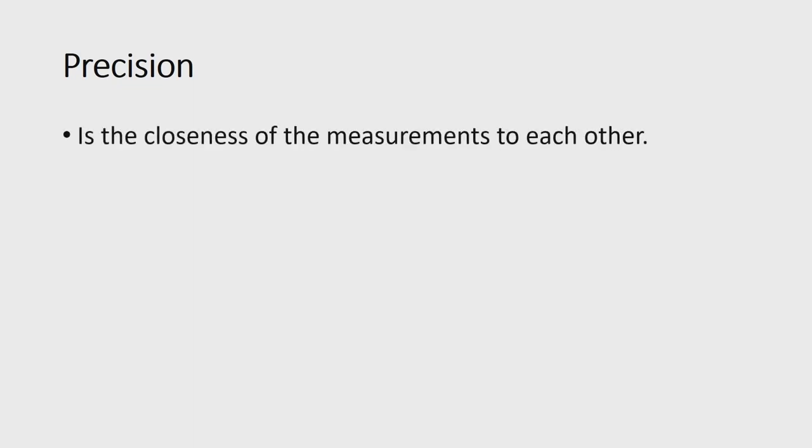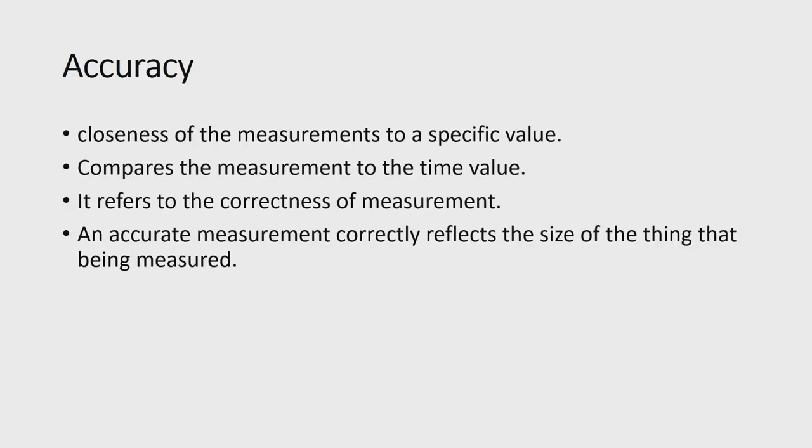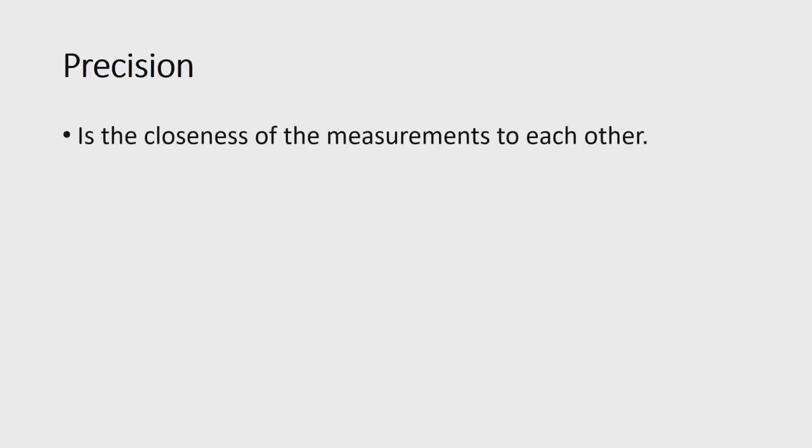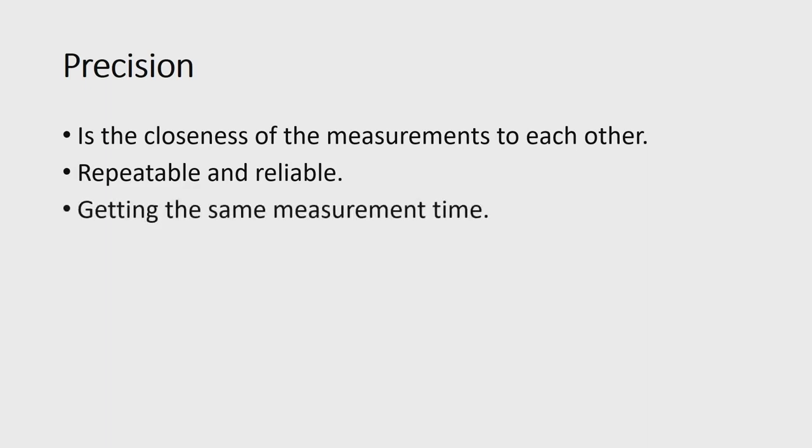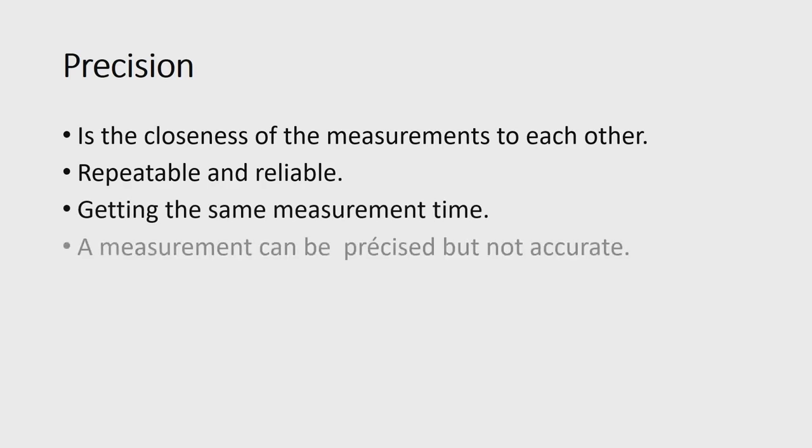Precision, class, is the closeness of the measurements to each other. Do not be confused by the first statement. For accuracy, it is the closeness of the measurement to a specific value. And for precision, it is the closeness of the measurements to each other. It is also repeatable and reliable, meaning we are talking about consistency of the results and getting the same measurement every time. Also, a measurement can be precise but not accurate.